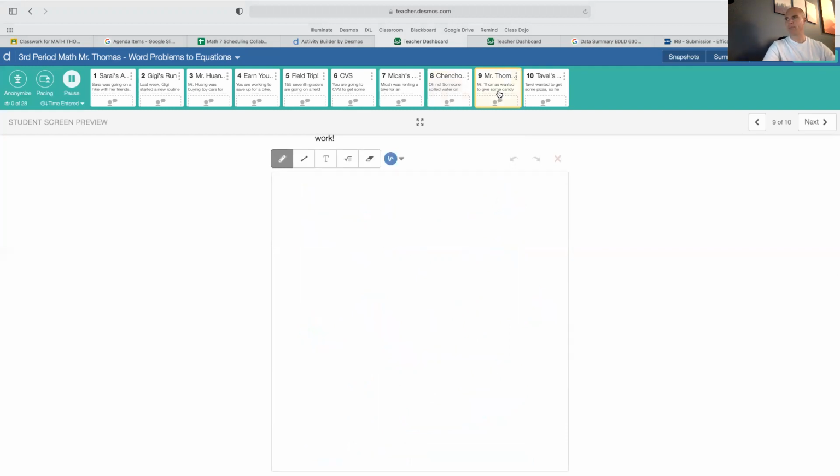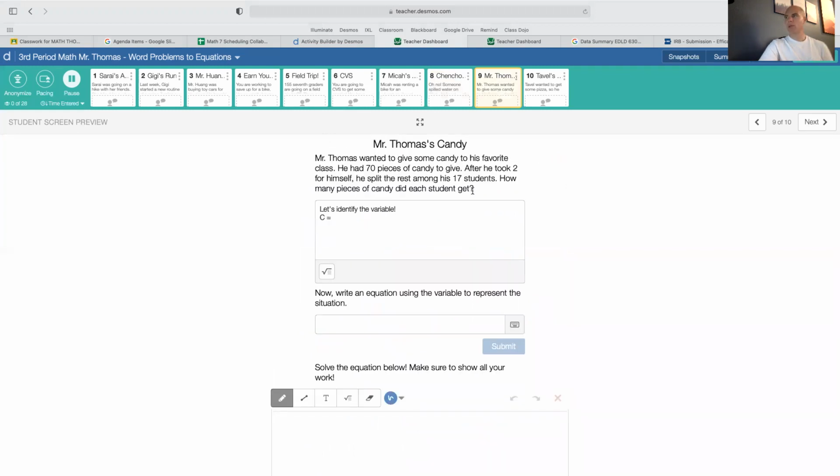Hey, look, it's about me. Mr. Thomas wanted to give some candy to his favorite class. Mr. Thomas doesn't have favorite classes. He had 70 pieces of candy to give. After he took 2 for himself, I don't even eat candy like that, but whatever, he split the rest among his 17 students. What class only has 17 students? Such a weird question. How many pieces of candy did each student get?